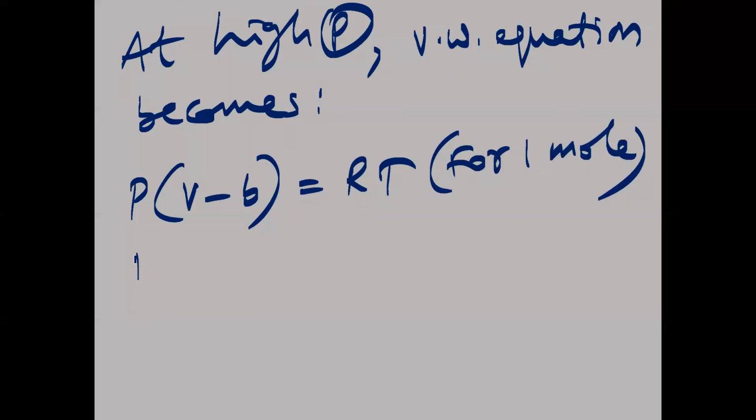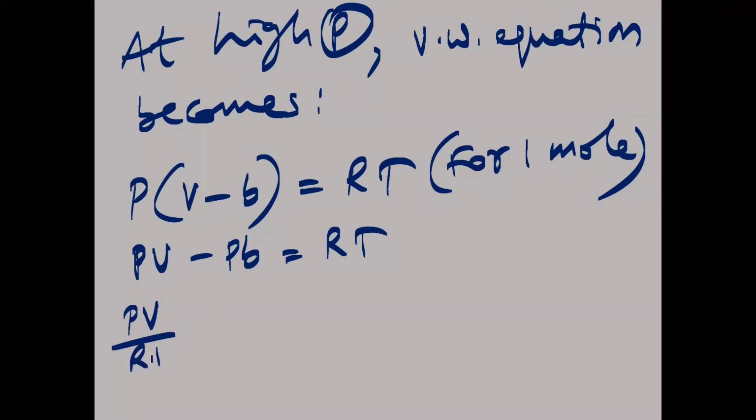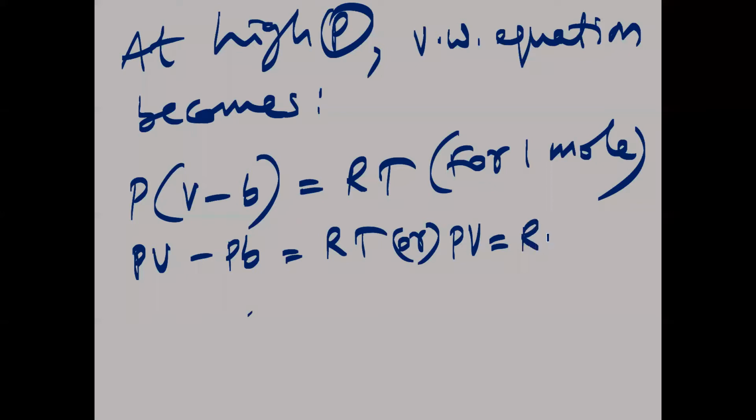And now PV minus PB is equal to RT. The same thing, how to write now? PV is equal to RT plus PB. RT plus PB we can write. Is that clear now?